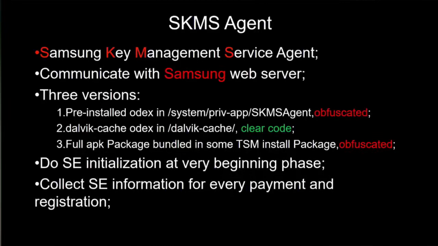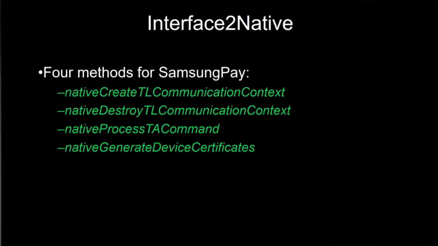When you do some payment, it will also collect some SE information for further use. And here are just APIs for the interface to the native. The first two are used to communicate with a Trust Lite in the trust zone when you are doing the payment, and the third one will be used to send some commands to the Trust Lite, which I will mention later.